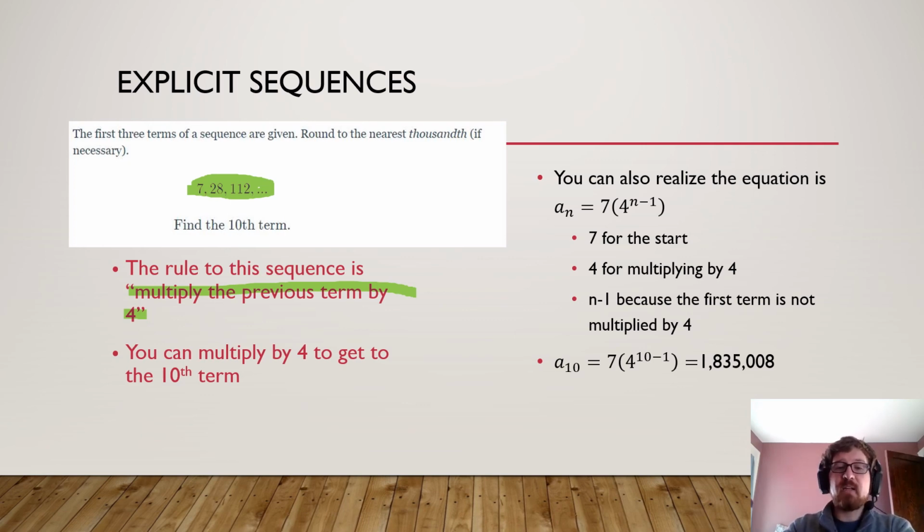But you can also make an equation for it. So this is our equation. 7 is for the starting number. 4 is because we're multiplying by 4 each time. And we have an n minus 1 because the first term isn't multiplied by 4. You plug it in. This is what you get. 1,835,008.